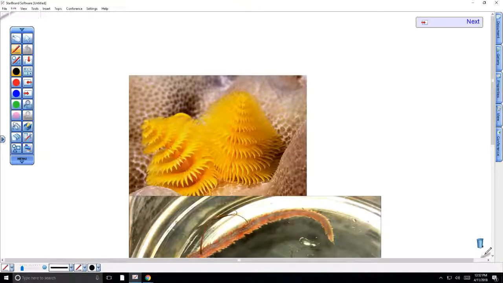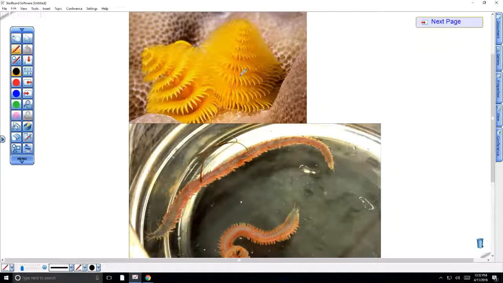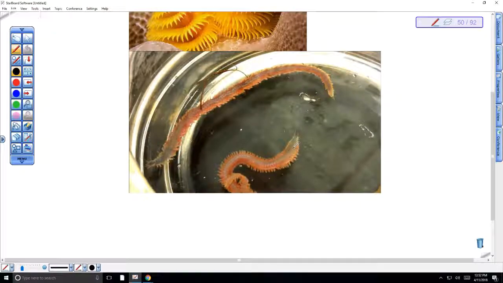So this is the example of the Christmas tree earthworm. It is a filter feeder. And this is an example of a marine clam worm. Notice that they have a lot more segments than the earthworms, and that's because they use those segments as gills. So aquatic worms tend to have gills, these appendages that stick out.